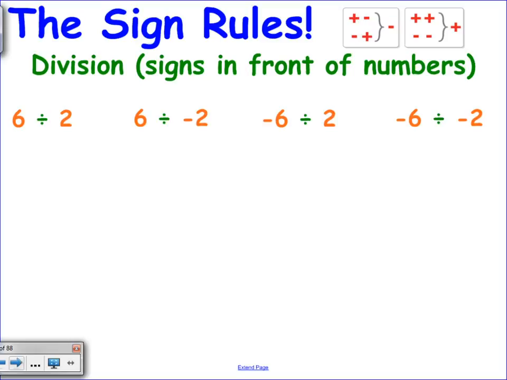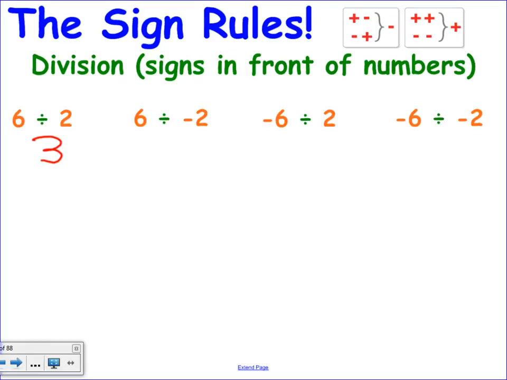Let's do it for division. So with division, if I do 6 divided by 2, I get 3. You've been doing that for years. Just two positive numbers, okay? 6 divided by -2. So remember the rule?